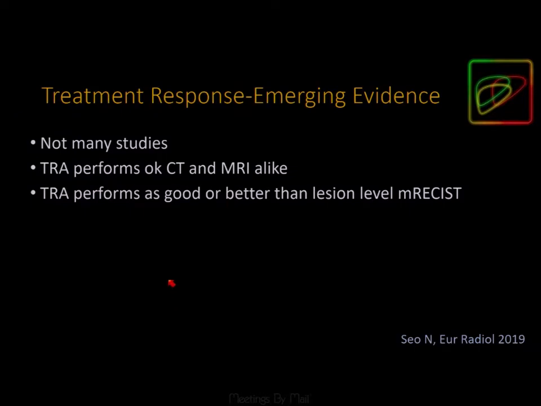What has changed is that we're starting to get some emerging evidence to let us know how we're doing with this. This was basically the result of expert consensus and best available evidence at the time, but it really requires some validation steps to see if the LR-TRA is good and functions the way that we think it should. There aren't a lot of papers out there, really just a couple, and it shows, at least in this paper, that the TRA performs okay on CT and MRI alike, and it performs as good or better on a lesion-by-lesion basis if we apply mRECIST on the lesion basis.